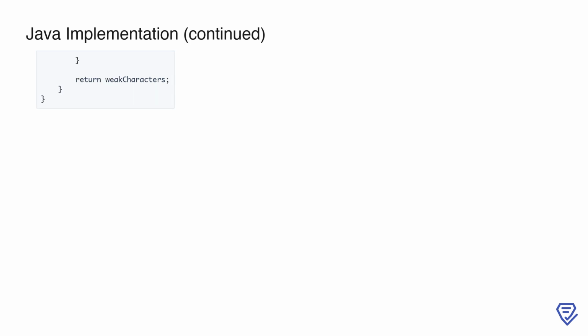In the loop, for each character, we check if their defense value is less than the current max defense. If it is, this character is considered weak, and we increment the weak character's counter. Otherwise, we update max defense to the current character's defense, as it represents a stronger defense value for comparison in subsequent iterations. After completing the loop, we return the total count of weak characters.